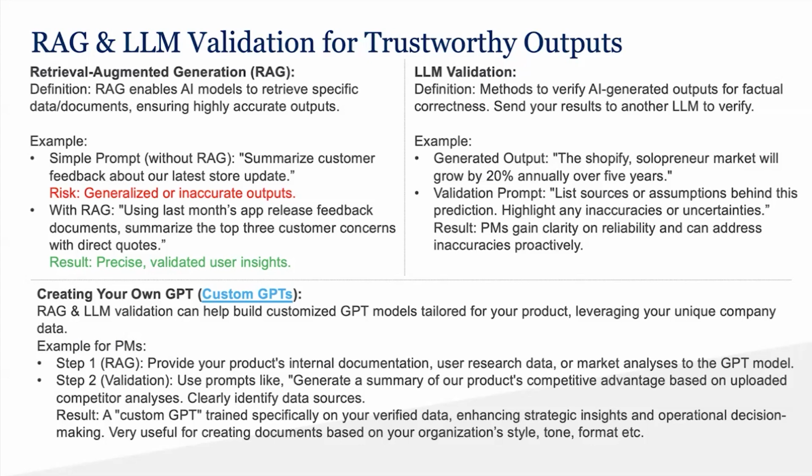These are the personas I'm after. And please make sure, and you can also upload documents, by the way. You can also use both interchangeably or together, RAG and LLM validation. And you can say, can you please verify for factual accuracy? And the validation prompt can say something as simple as list the sources or assumptions behind the prediction, highlight any inaccuracies or uncertainties. And then what it does is, it'll go through your PRD, and it'll come up with points or things that you might need to look out for, risks, etc.